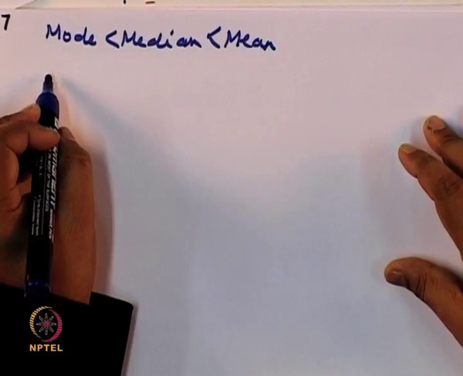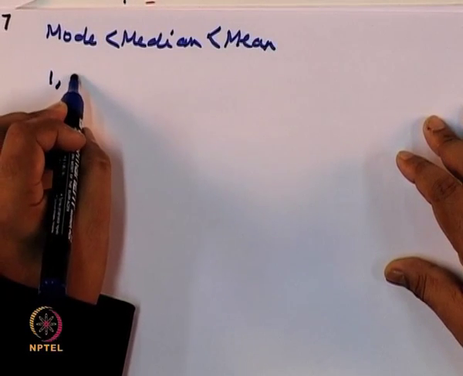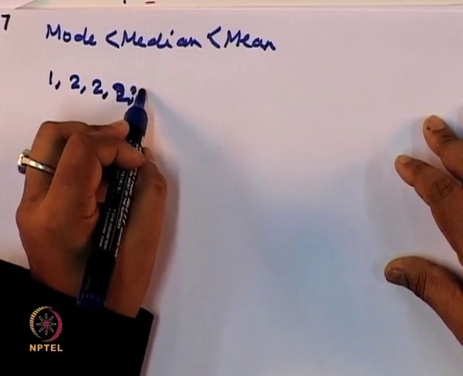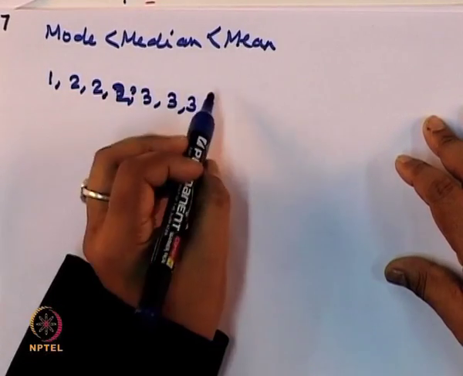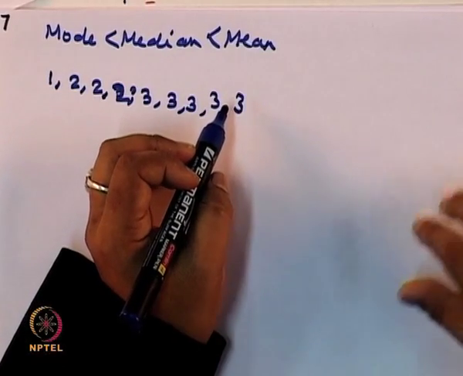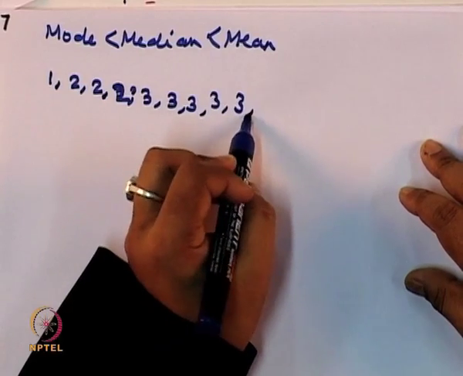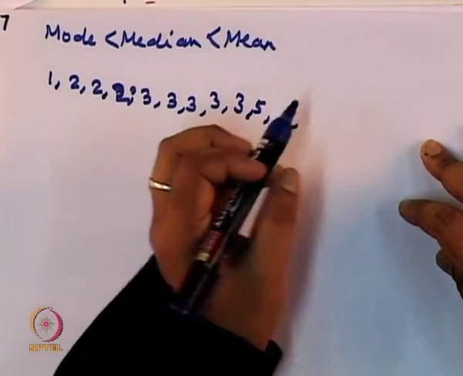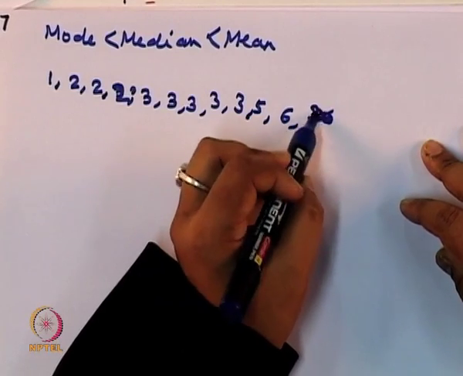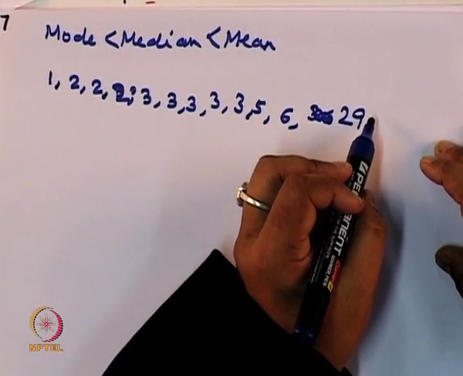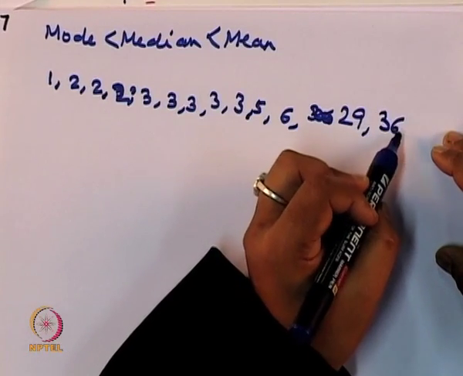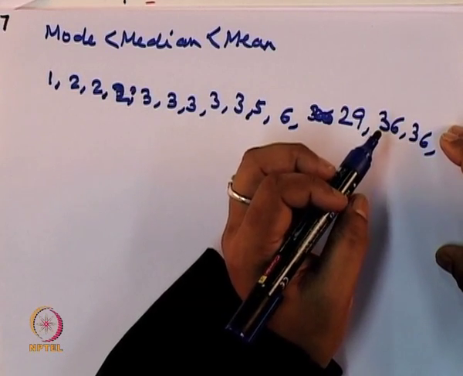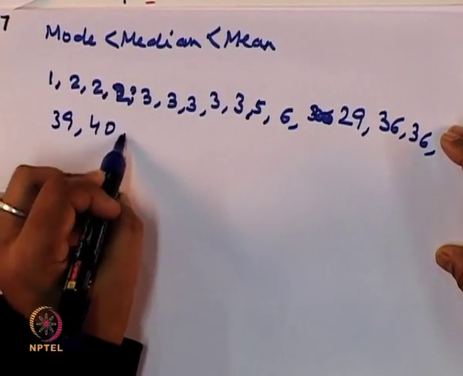If you look at the data set and I arrange them in order: 2, then 3, so there is another 2, then 3, 3, 3, 3, 3, there are 5 3s, there is no 4, there is 1 5, 1 6, then you have 29, 36, 36, 39, 40, 41.